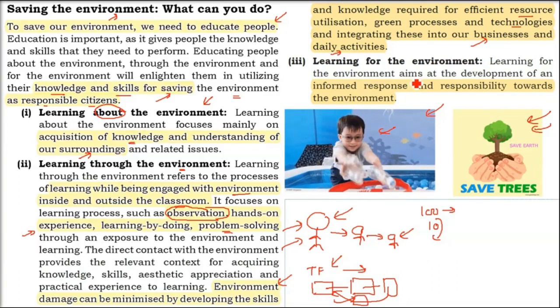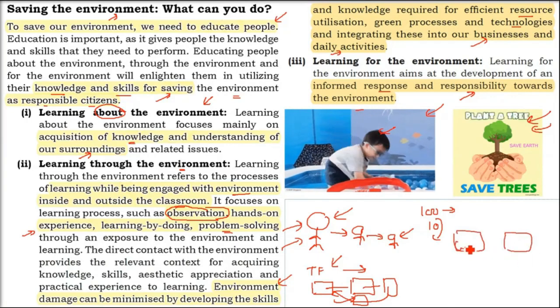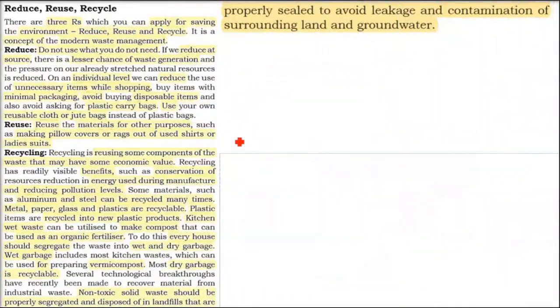Then learning for the environment. That means learning for the environment is the development of an informed response and responsibility towards the environment. That is, something is happening, you need to know how you need to respond. If someone is cutting the tree, you need to stop them from cutting the tree. And responsibility towards the environment, everyone has the responsibility. Not just a few people who have NGOs or who are, say, environmentalists. No, only Greta Thunberg will not do everything.